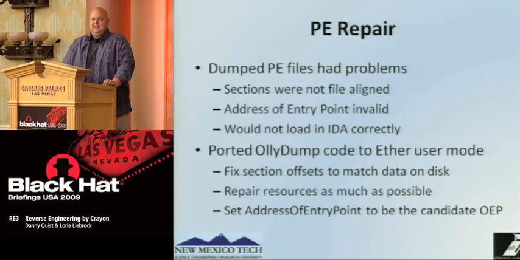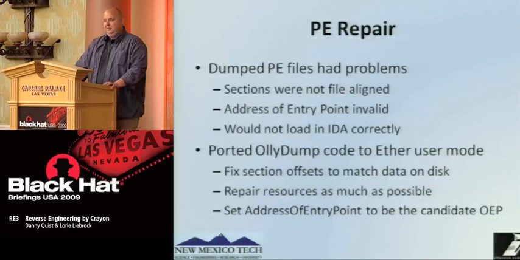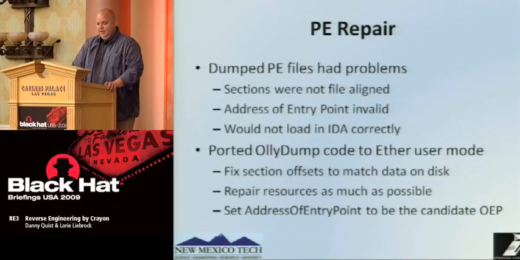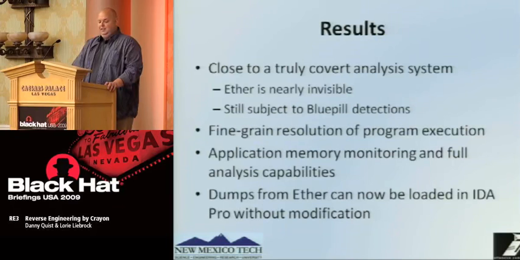But the nice thing is that there's a lot of code out there that's available to start looking at this. So OllyDump is the first example. They had some good code, which I ported to Saffron initially, and then I took that code and put it into the user mode component of Ether. So try to fix the section offsets to match what's on disk, repair the resources as much as possible, and then set the address of the entry point to the candidate OEP. And that actually made things a lot better.